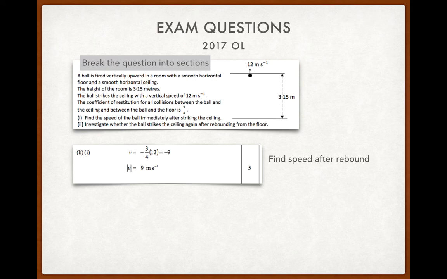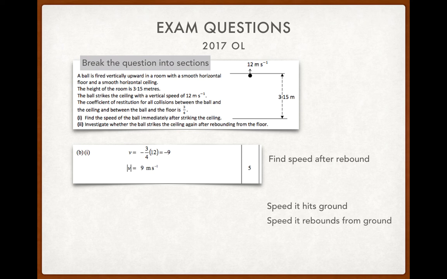Part 2. Investigate whether the ball strikes the ceiling again after rebounding from the floor. So there are 3 sections to this question. The first one, we need to find the speed it hits the ground with. So it's going to travel 3.15 meters downwards. It'll have an acceleration of 9.8 meters per second squared, and the initial velocity is 9 downwards as well. Then it will hit the ground.